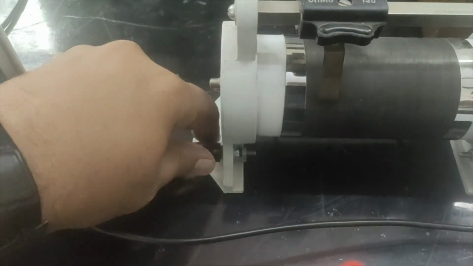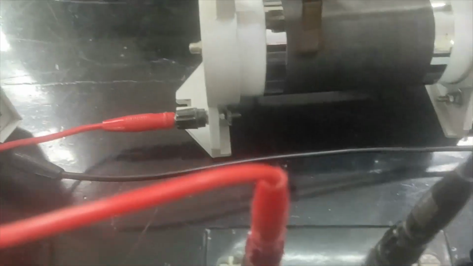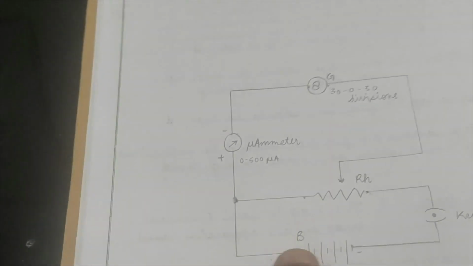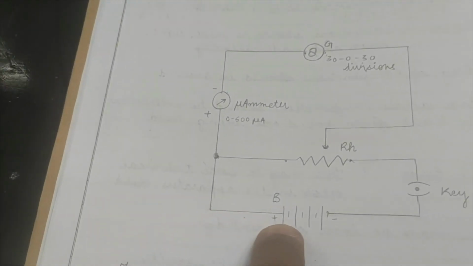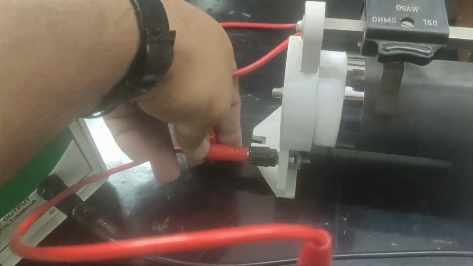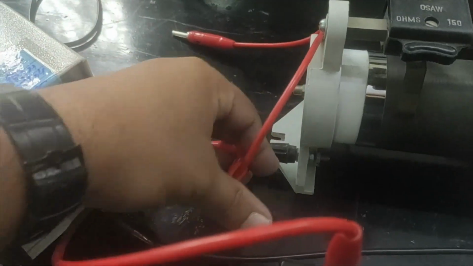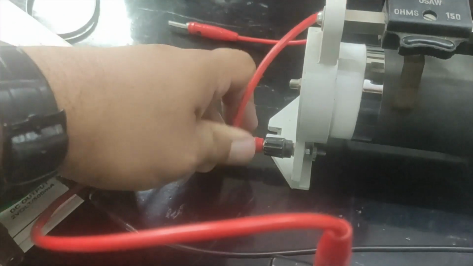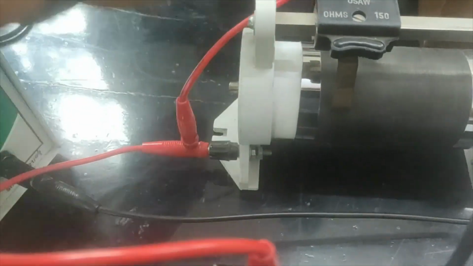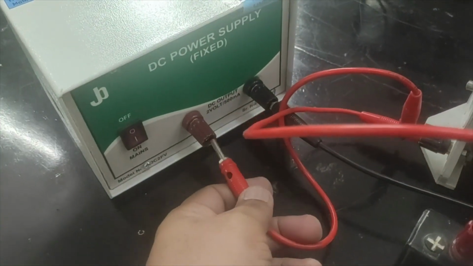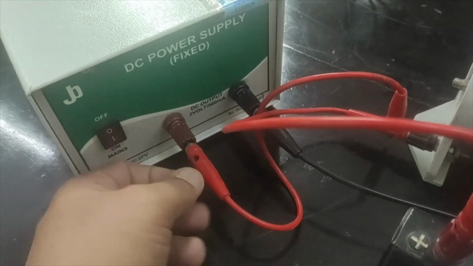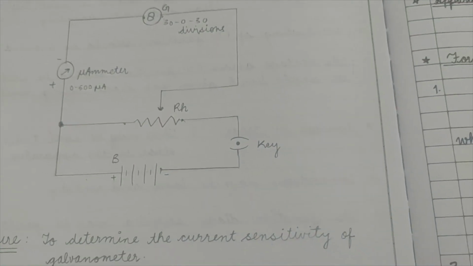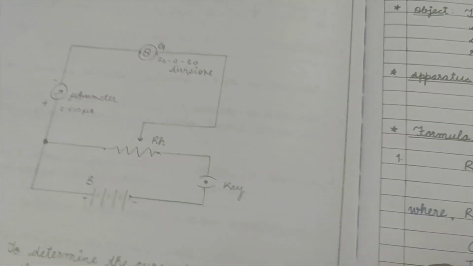So this is the rheostat. Okay, and from here itself I'll connect to the positive terminal of the battery. So from here below itself I will connect it, and then this will go to the positive terminal of the battery. So this is the circuit for finding the current sensitivity of the galvanometer.